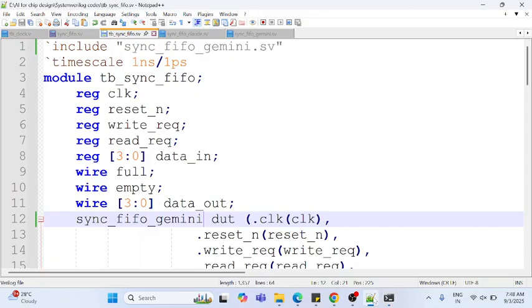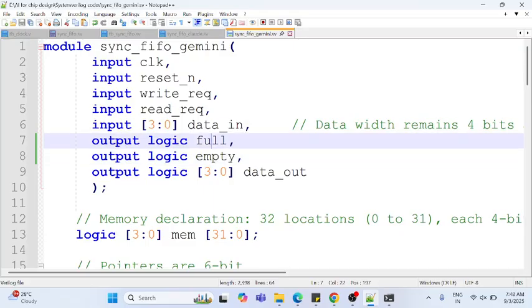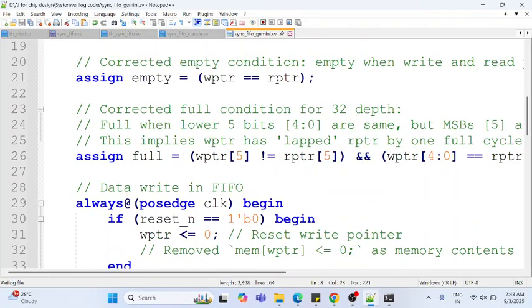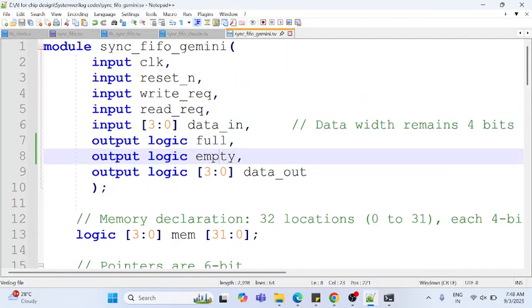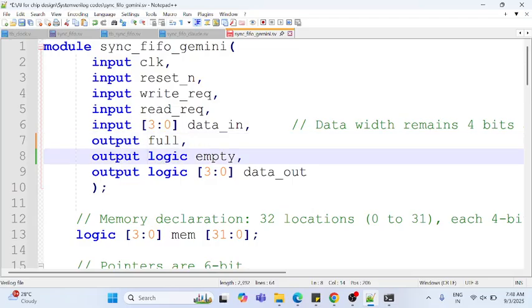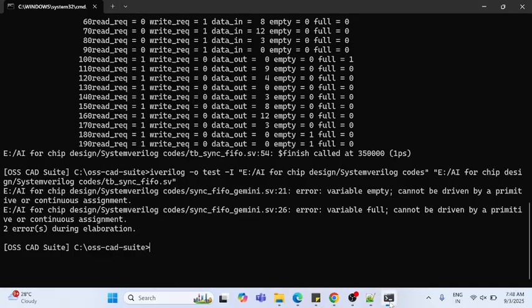What it says is that in the code, full and empty are combinational logic based on continuous assignment statements. So if you use logic there, it is wrong. In earlier codes, logic was not present. So the code generated by Gemini has to be adjusted manually. This is a challenge now, because Icarus is not allowing us to run that.